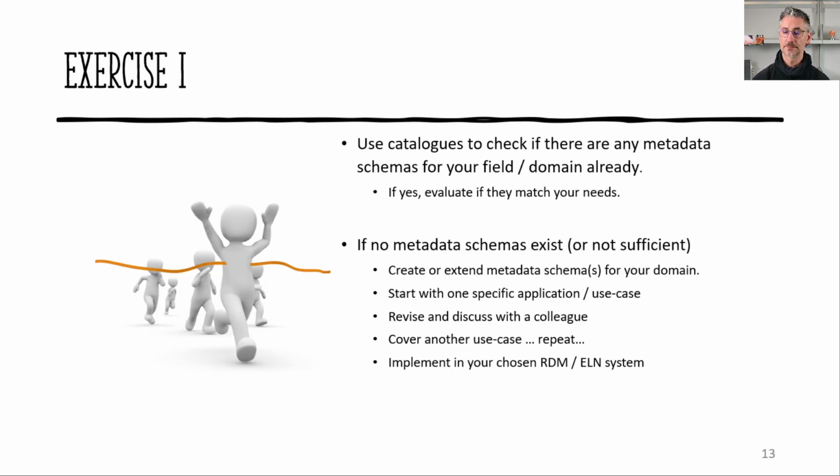Let's take some exercises for this. Use the catalogs that you can find and see if there are metadata schemas that are relevant for your specific field or application domain. And if there are, see if they match your needs. If no metadata schema exists or if it's not sufficient, start to create and extend metadata schemas for your domain. Start with a very specific application and use case maybe, and then revise and discuss with your colleagues. Can maybe cover another use case and repeat the exercise. And then when you have a metadata schema that you're happy with, try to implement it in your chosen RDM or ELN system.